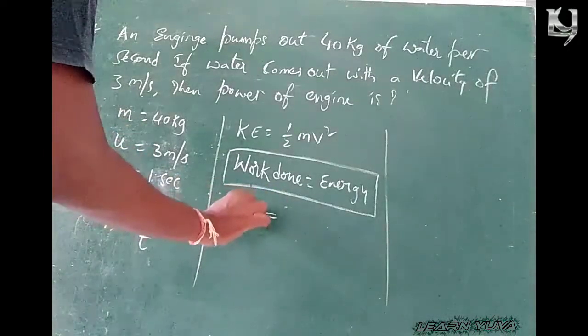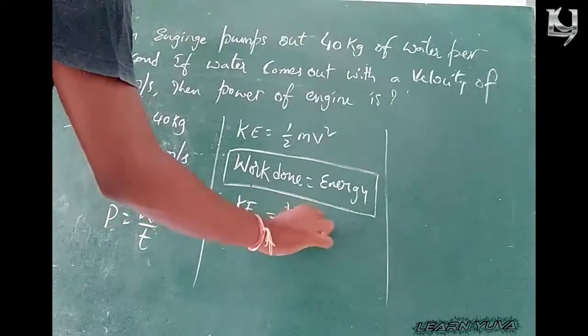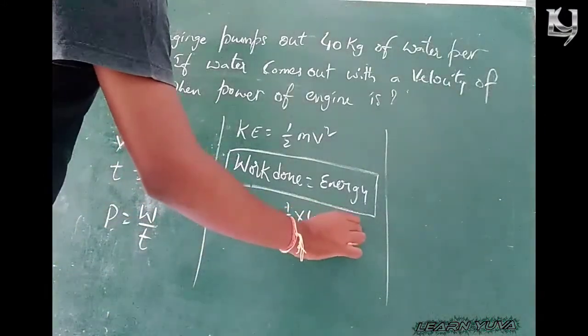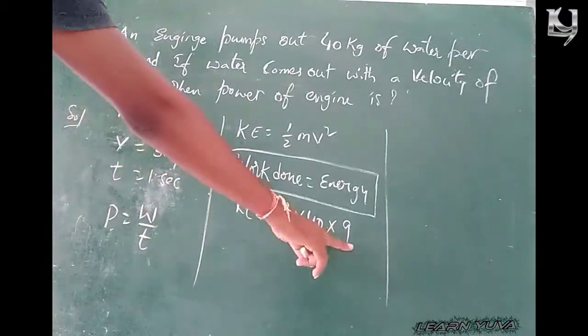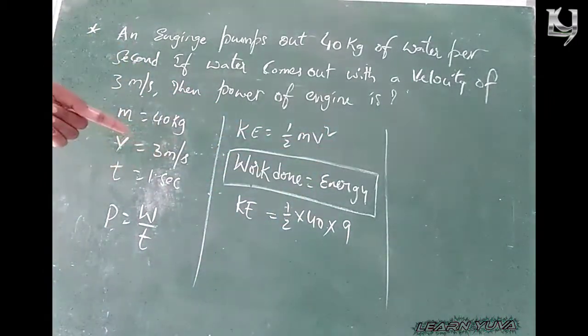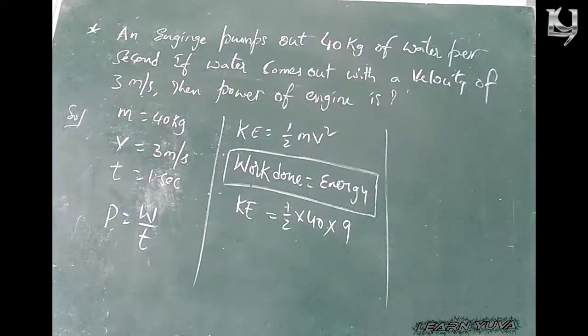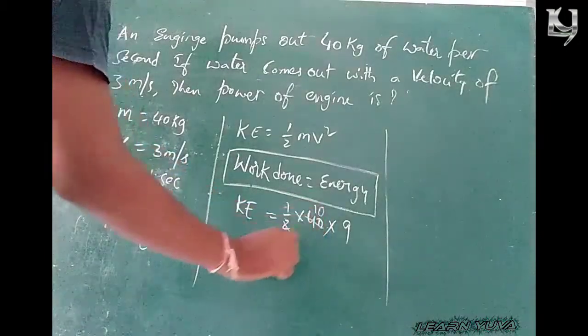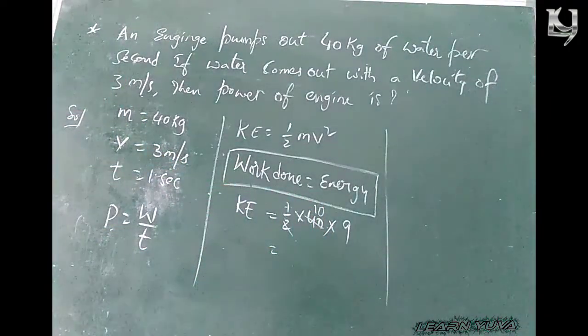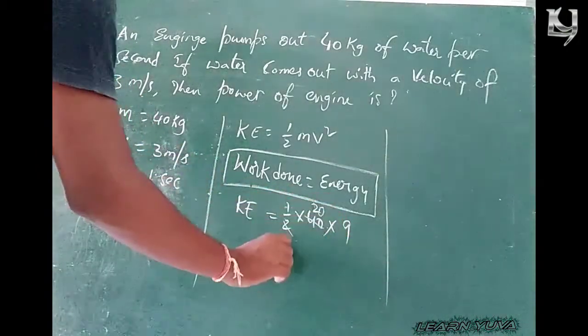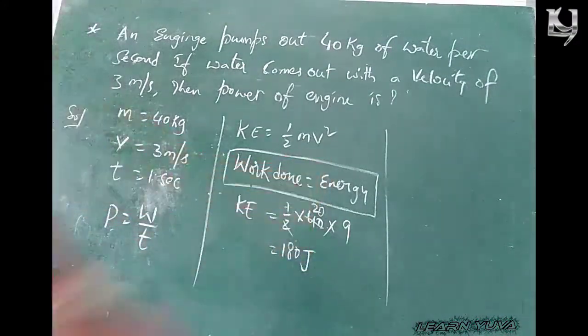So kinetic energy is equal to half, mass is 40, v square, velocity is 3 meter per second. 3 square means 9. Here you got 9 by v square. Velocity is 3 square. Right? So that is equal to 2 1 2 20, 20 into 9, 180. 180 joules.